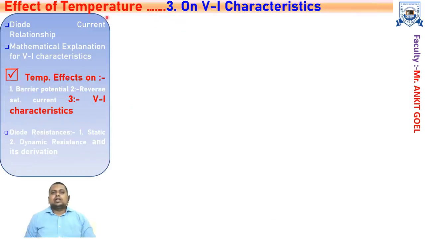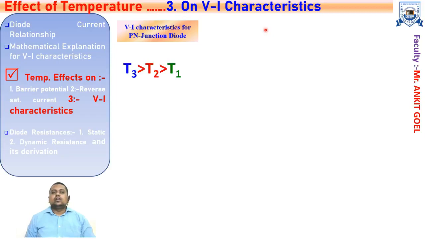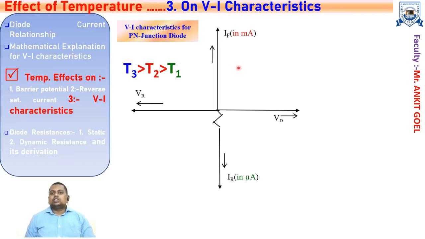Let's quickly understand the effect of temperature on the VI characteristics of the PN junction diode. I have taken three temperatures T1, T2 and T3, where T3 denotes the highest temperature and T1 denotes the lowest temperature. So this is the VI characteristics we have. Let's plot at temperature T1. This is the forward characteristic and this is your reverse characteristic. V_Z denotes the reverse breakdown voltage, while I_S denotes your reverse saturation current, which is almost constant up to V_Z.